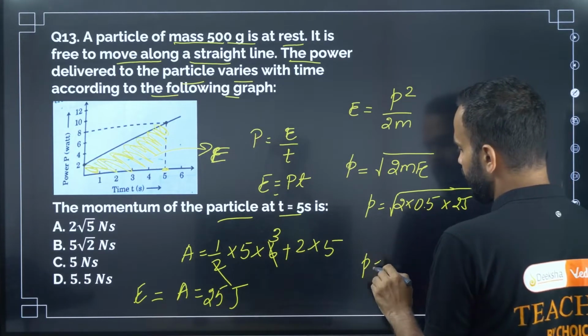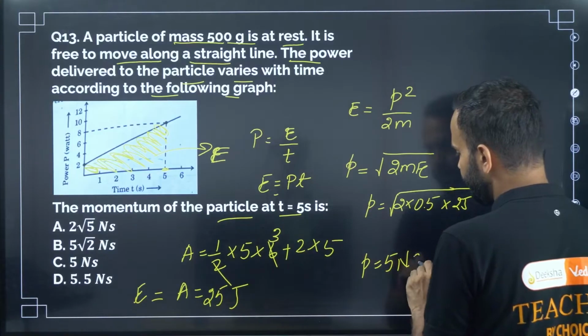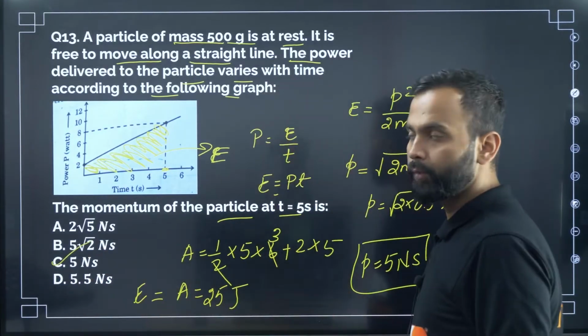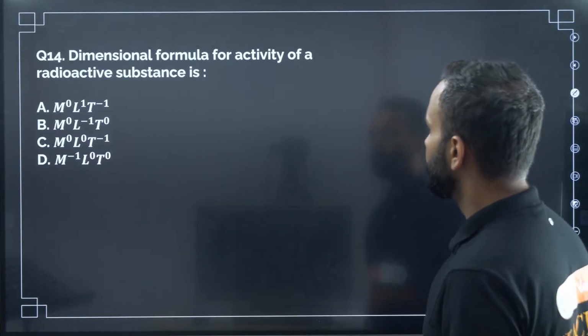So now solve this, you will get 5 Newton second. So the correct option is C. Okay, yeah. Question number 14.